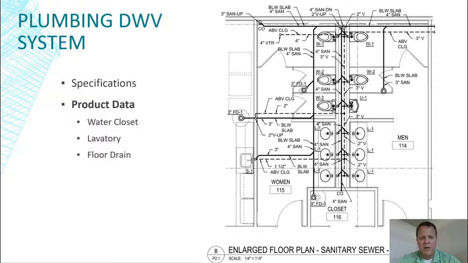Right, we know what is being specified for the piping. How do we know what is required for the water closet or the toilet, the urinal, and the floor drain? Where's the floor drain? Oh, they're over there. Well, on that, you might be able to find them listed in the spec book.